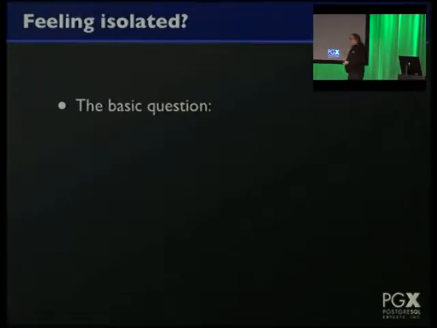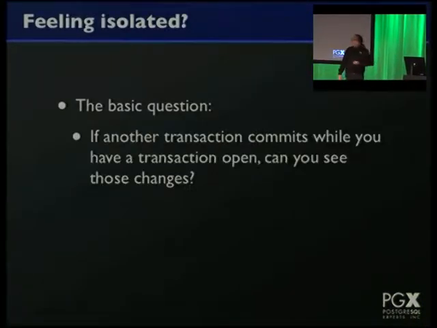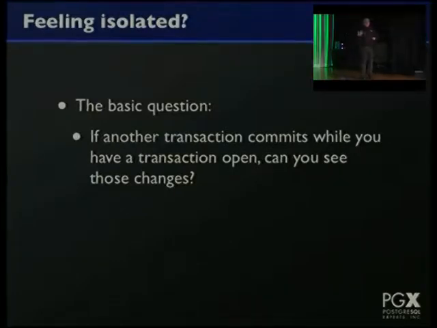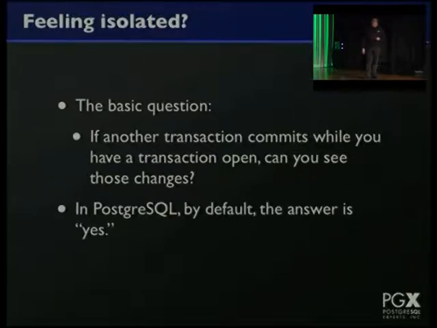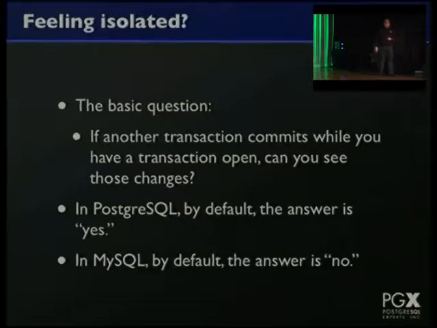So there's a basic question in a database, which is, if another transaction commits while your session has a transaction open, can you see those changes? So what's the answer? In PostgreSQL, if you accept all the defaults, the answer is yes, you can see the changes. In MySQL, actually, the answer is different. It's no. And this is a very basic approach to how concurrency control works in databases. The way we decide if that answer is yes or no is what's called the isolation mode.